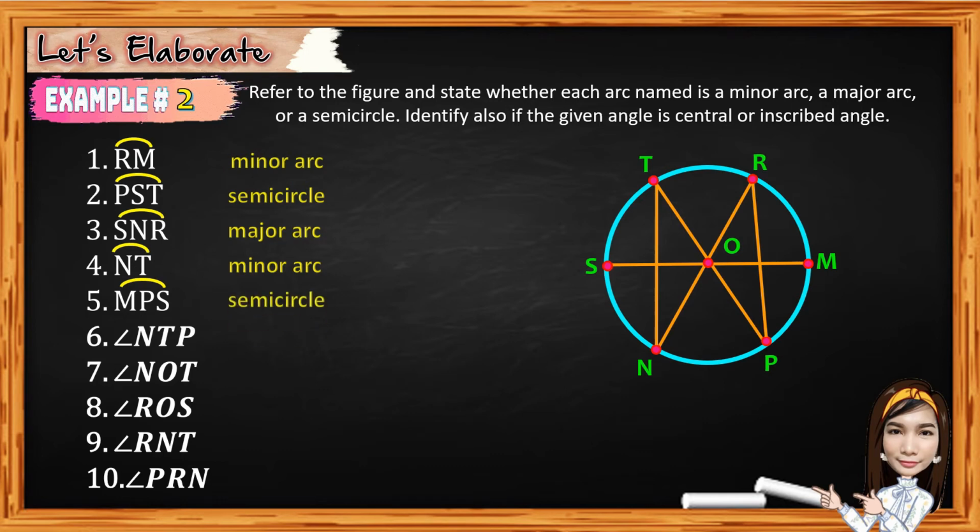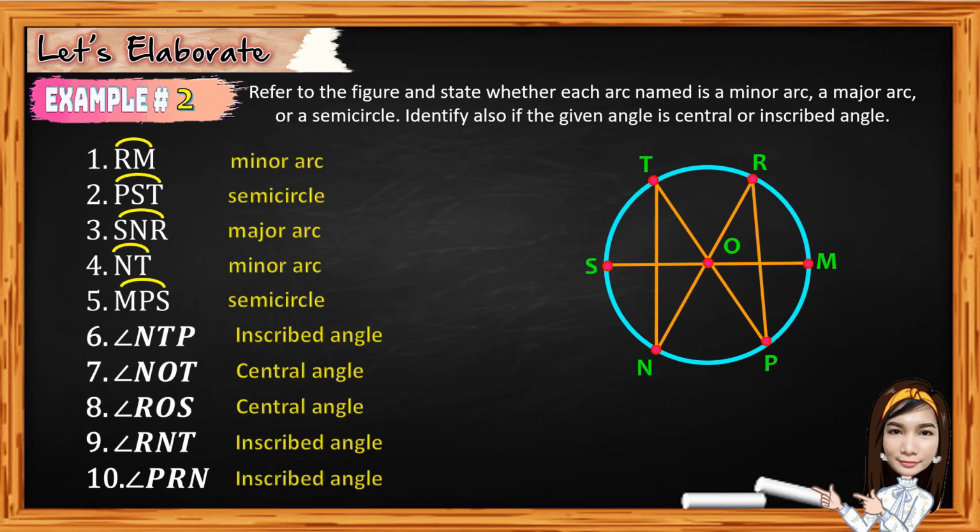And for number 6, angle NTP is an inscribed angle. For number 7, angle NOT is a central angle. For number 8, angle ROS is also a central angle. For number 9, angle RNT is an inscribed angle. And for the last, number 10, angle PRN is an inscribed angle.